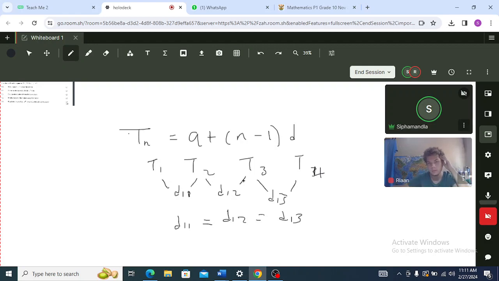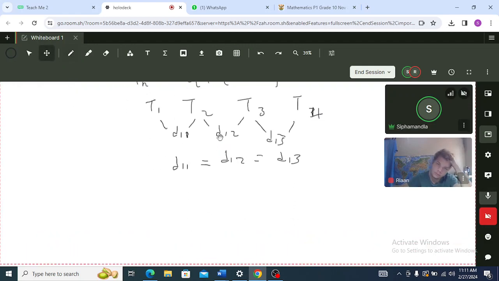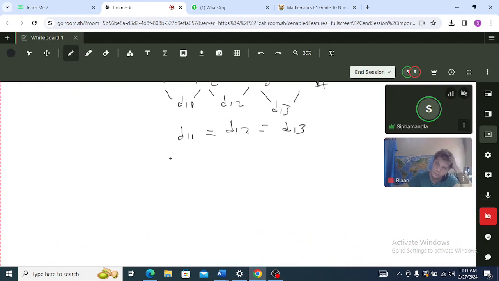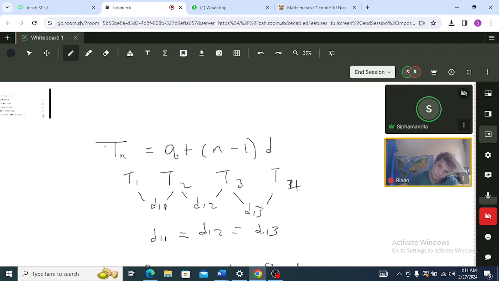Yes. So from here, let's just quickly have an example of a linear function. Let's say we have 2, 4, 6, 8, 10. Let's say we have something like this, and then the question says, calculate Tn. By the way, let me just quickly explain the formula.